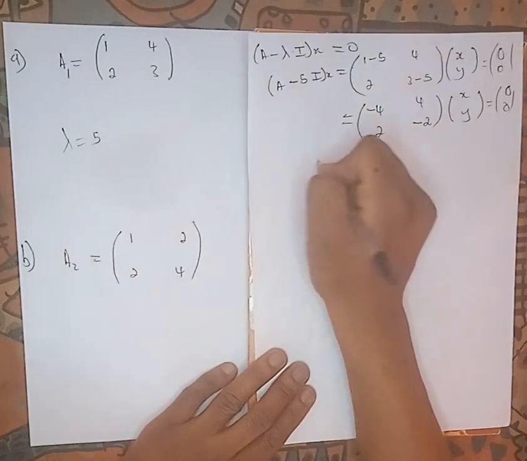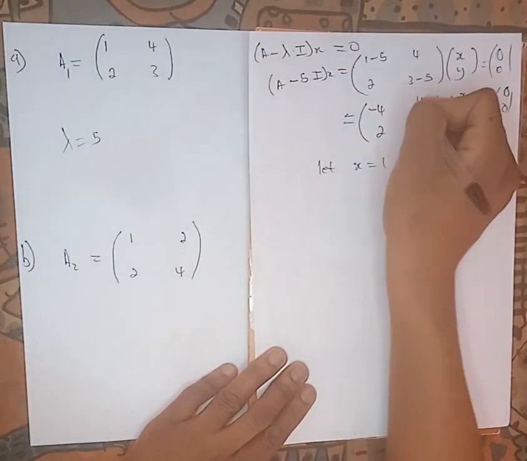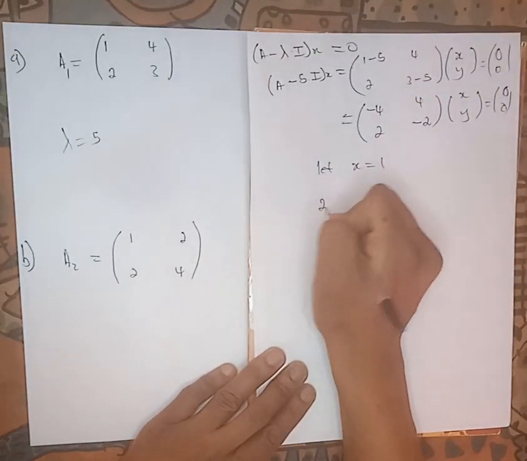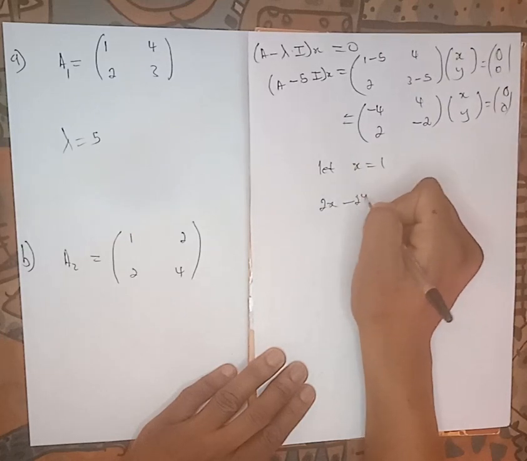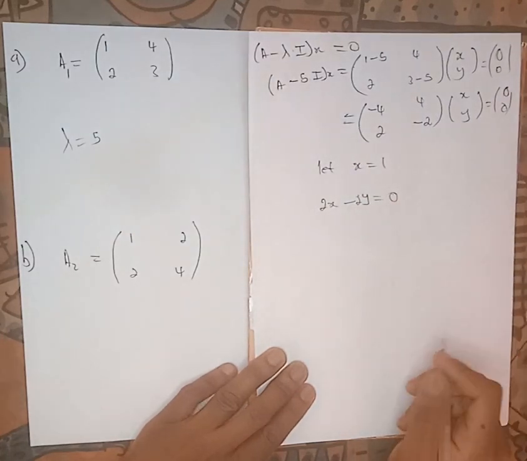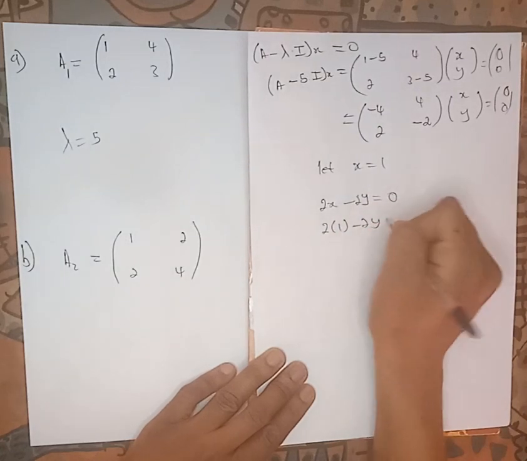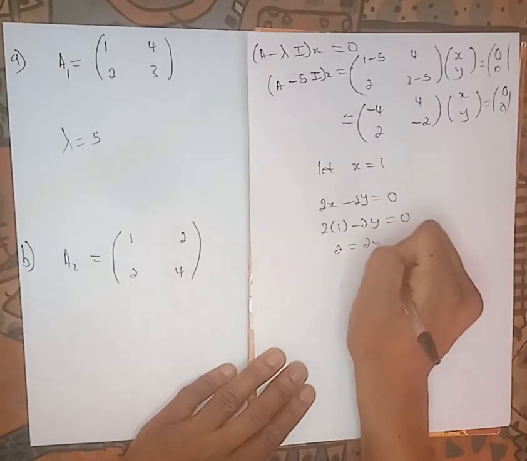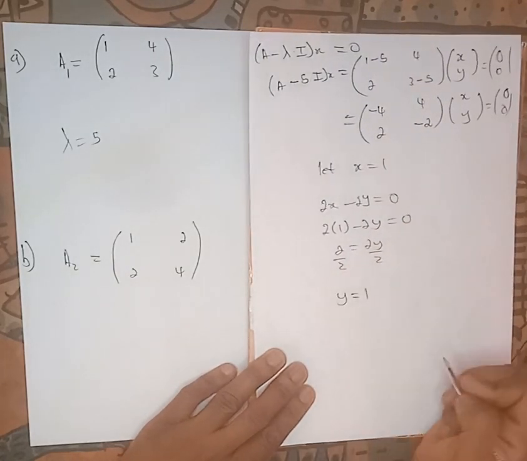So we are going to let x be 1. Let's use this equation right now. We are going to say this, 2x minus 2y equals 0. But my x is 1. I'm substituting. This is 0. So this will be 2y over 2 over 2. So my y is going to be 1.